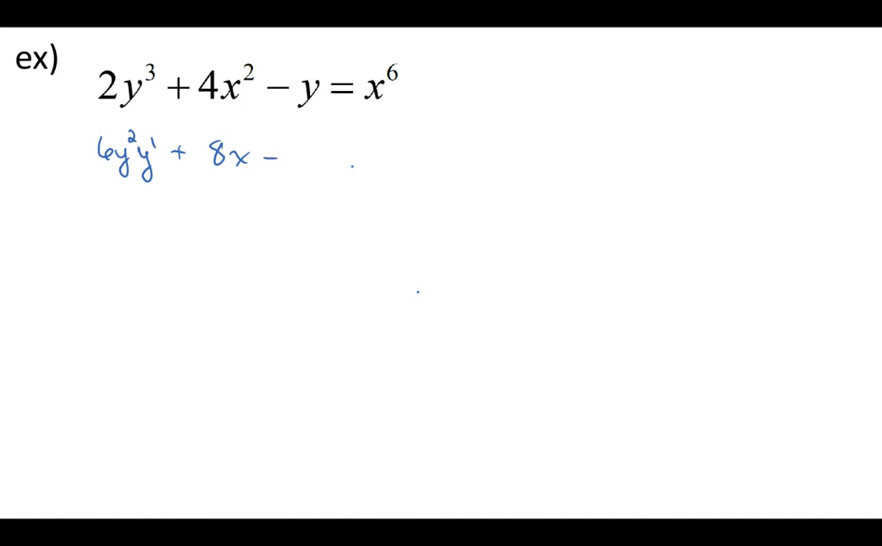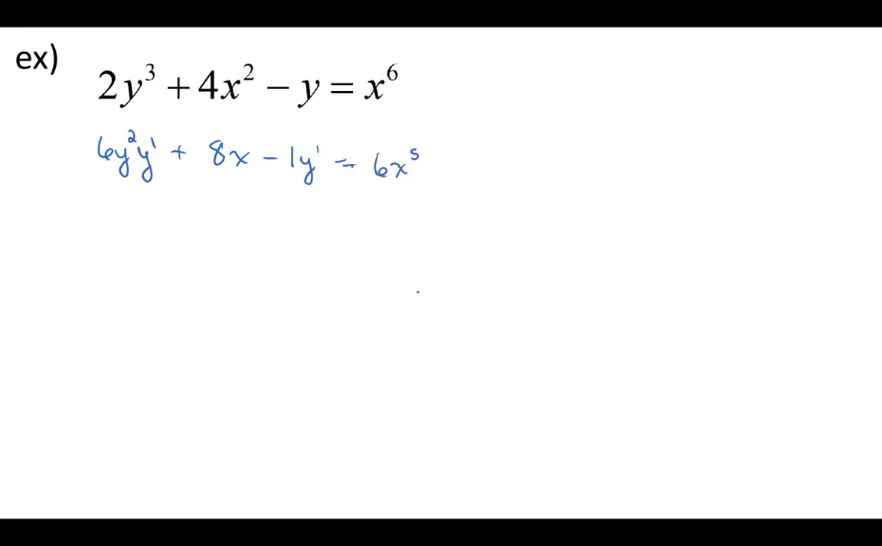minus, now the derivative of y would just be 1. In the same way that derivative of just x would be 1. But since we took the derivative of the y, we also got a y prime there. So I'm just going to say minus 1 y prime. And then we got equals 6x to the 5th.